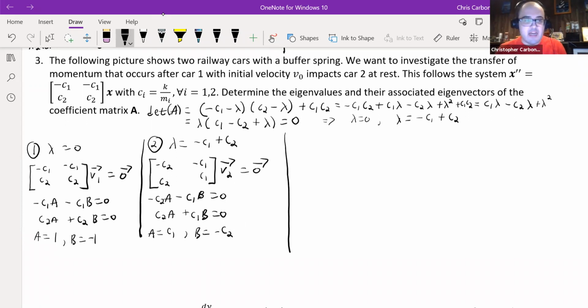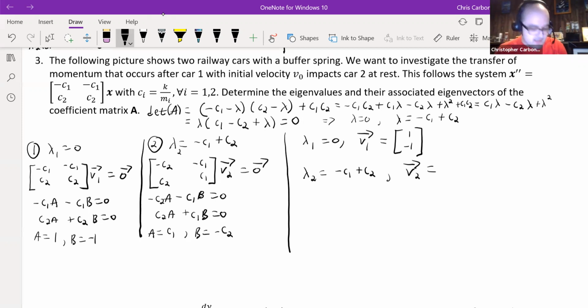So let me label these to make them make sense. For lambda sub 1 being 0, our associated eigenvector v sub 1 would just be the vector 1 and negative 1. Likewise, for lambda sub 2 being negative c sub 1 plus c sub 2, our associated eigenvector v sub 2 has to be c sub 1 and negative c sub 2. Thank you.